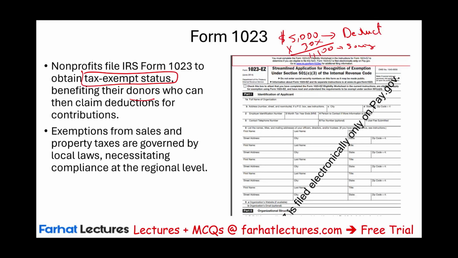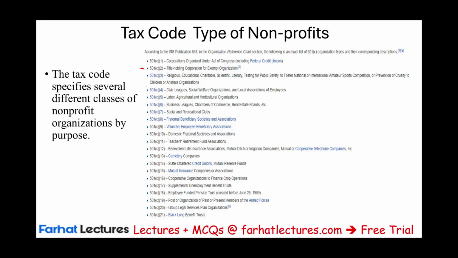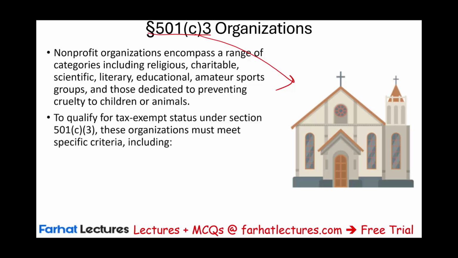Exemptions from sales and property taxes are governed by local laws, and we don't cover local laws. Now, there are many types of not-for-profit: 501(c)(1), 501(c)(2). The most common one is 501(c)(3), which includes religious, educational, charitable, scientific, and this is a list of them: amateur sports groups, and those dedicated to preventing cruelty to children or animals. When you think of 501(c)(3), think the most common in the US is religious, churches. That's the most common.